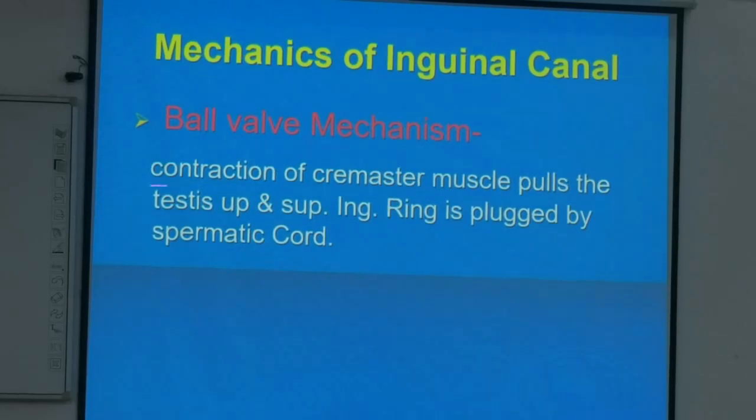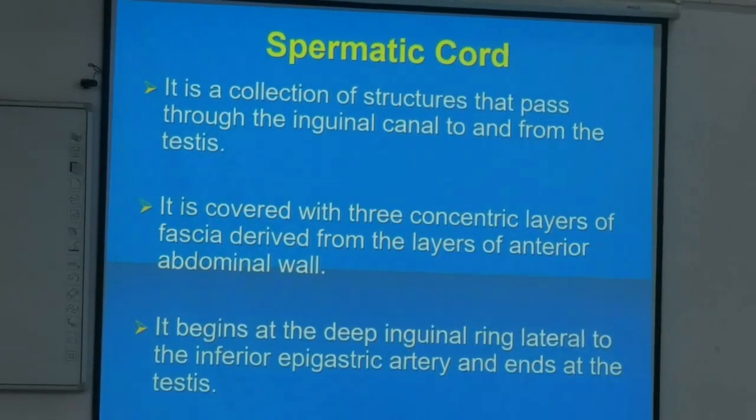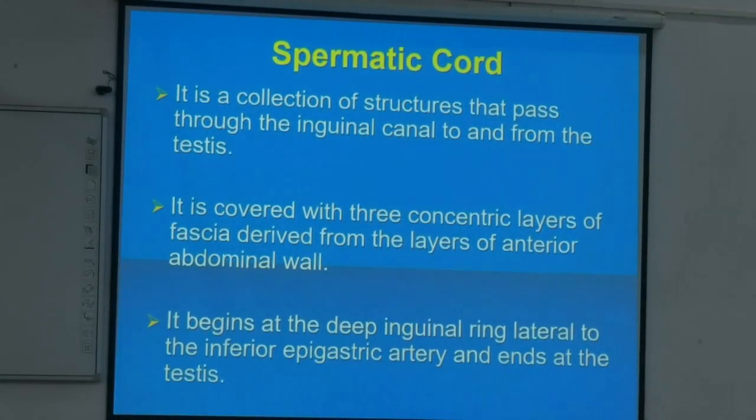Next there is ball valve mechanism. There is contraction of the cremasteric muscle which pulls the testis up, and the superficial inguinal ring is plugged by the spermatic cord. That also prevents the herniation of contents of the abdomen through the inguinal canal. Okay. So these are the mechanisms. Next we go to the contents. First is the spermatic cord.